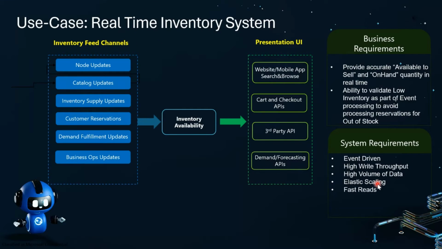In the retail industry, the ability to provide accurate inventory at scale with low latency is one of the core business requirements for all retail customers. Conceptually, this type of system needs to process all the different inventory event types for node updates, catalog, and inventory supply updates in a central system to calculate inventory availability, available on hand, available to sell, or on-hand quantities in real time, and supply read APIs to efficiently read the data for different presentation UI channels like cart checkout APIs, web search, third-party APIs, or demand forecasting.